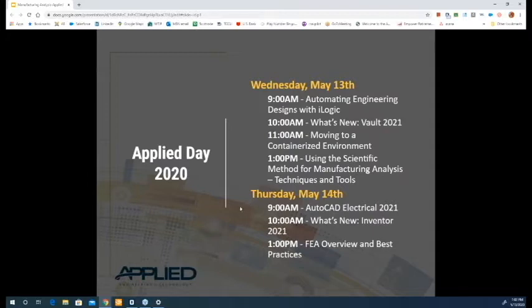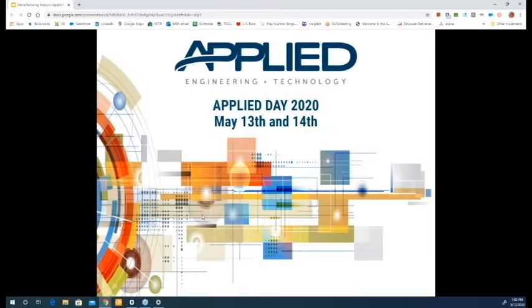And just so you know, tomorrow also there's three more. You can see them down at the bottom here. Electrical, what's new with Inventor, and FEA overview best practices. The FEA, I highly recommend that presentation. It's very solid.